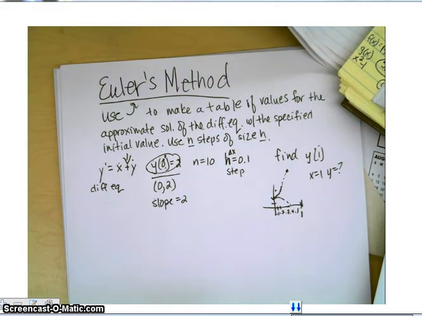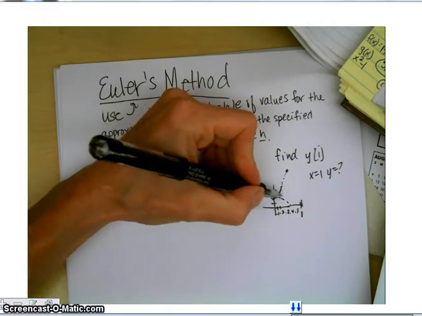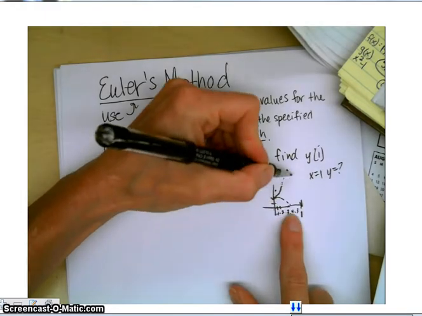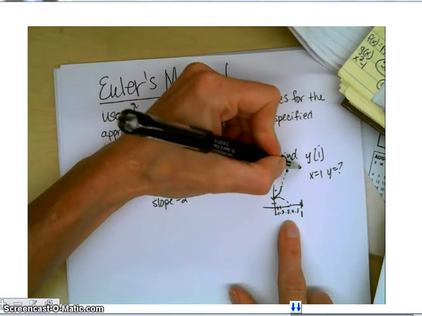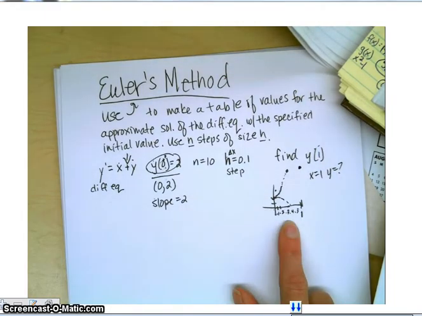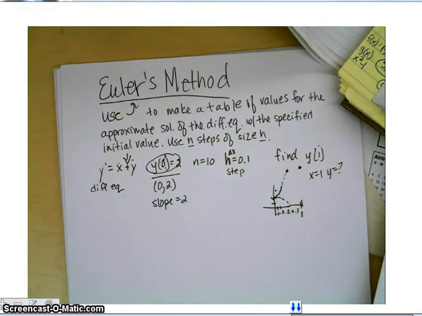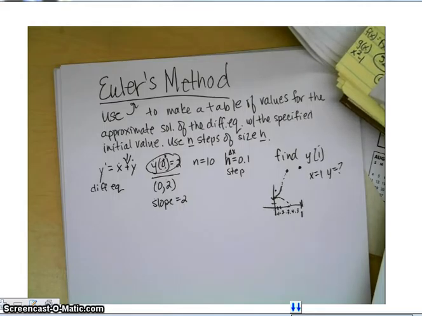Euler's method is actually based on the equation of a line, because we're just using little tiny lines to move over and up and allow us to approximate what the y value would be at 1. Euler's method is something they talk about in your book, on page 408.